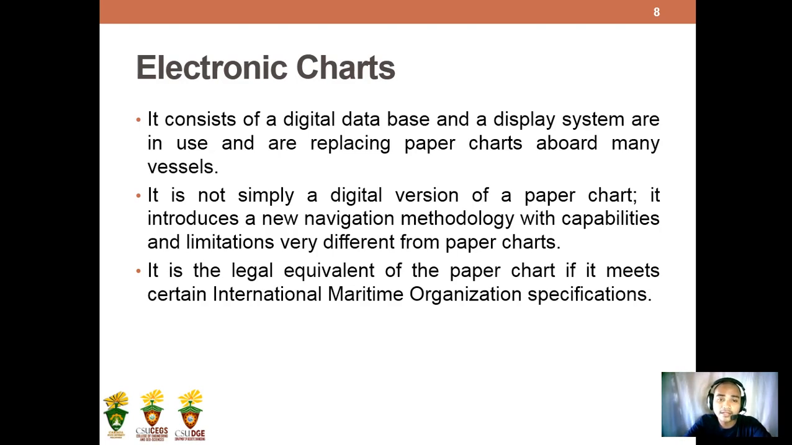Electronic charts can be converted into different formats. For example, we are now equipped with GIS, so we can transfer scanned images of the nautical charts and turn them into vector, from raster to vector or vector to raster. So the formats can be interchanged through the evolution of technology. An electronic chart is a legal equivalent of a paper chart if it meets certain International Maritime Organization specifications. Of course, we have standards internationally and locally. So if a certain nautical chart has met the standards, then it can be used for other purposes.